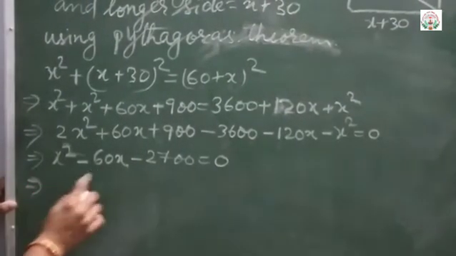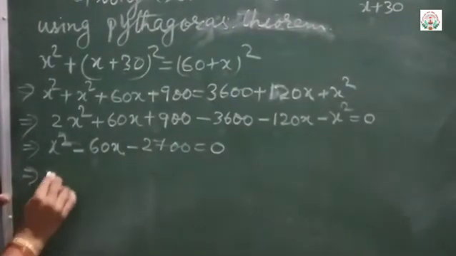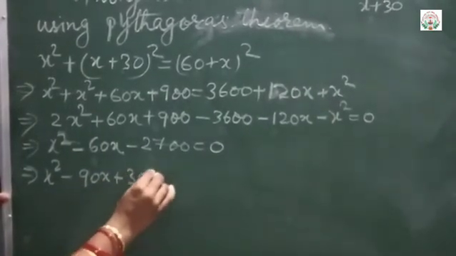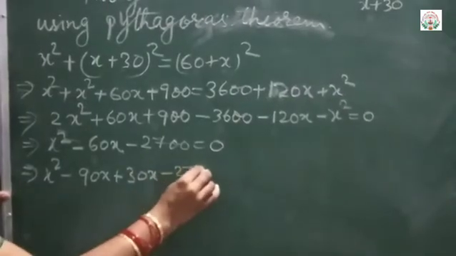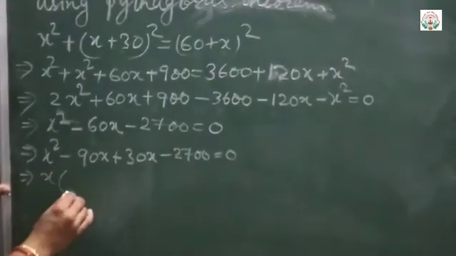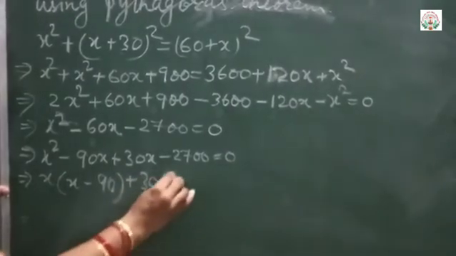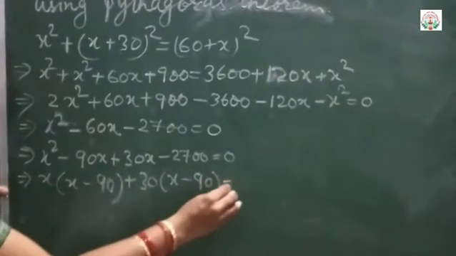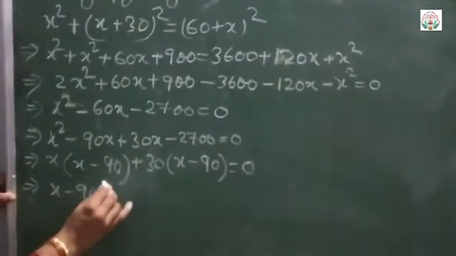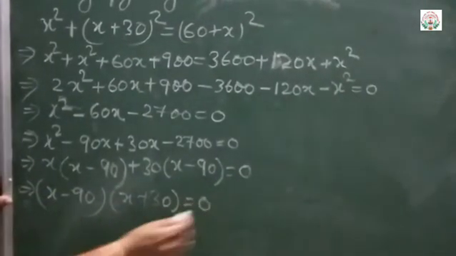Now again splitting the middle term, you will do what? x square minus 90x plus 30x minus 2700 equals to 0. Now take common, then x minus 90 and here plus 30, x minus 90 equals to 0. In these two, what is common? x minus 90. What is left out? x plus 30 equals to 0.